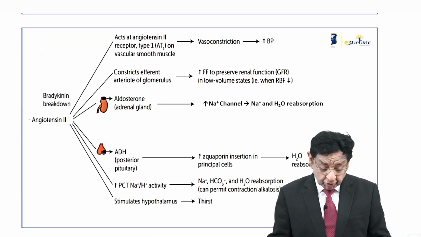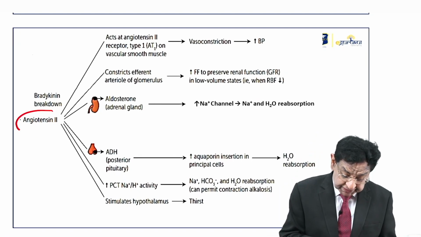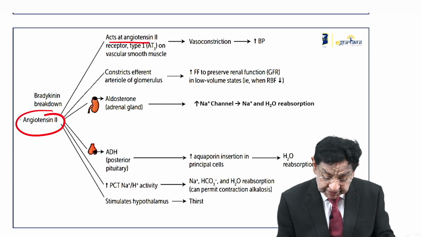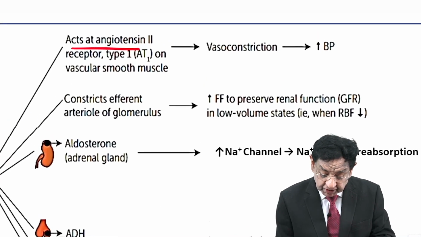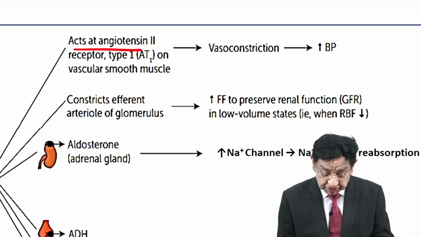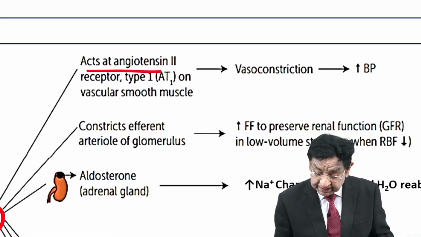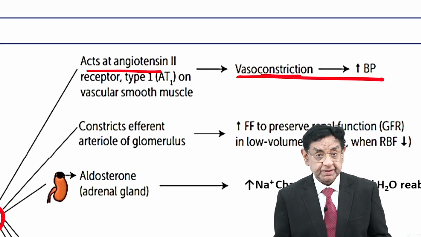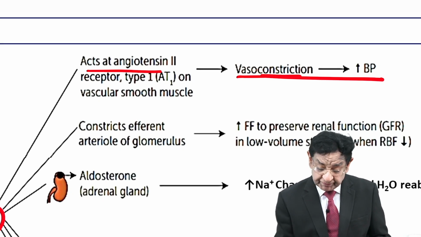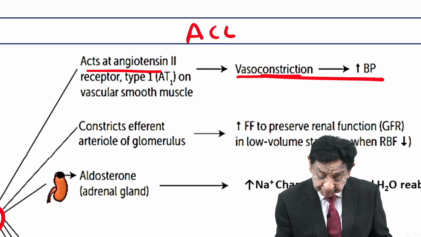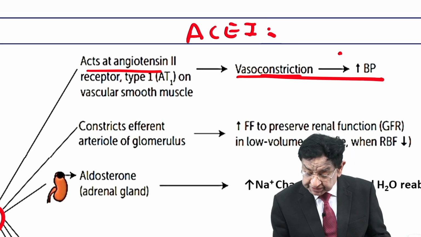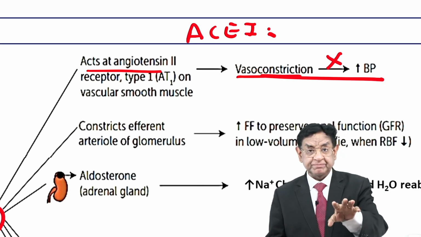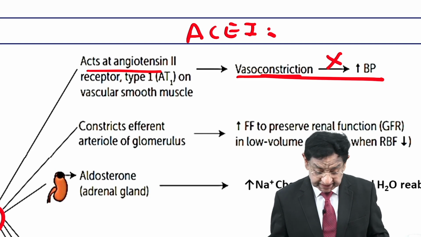So now we have angiotensin 2. It acts on the angiotensin 2 receptor on the vascular smooth muscle, and that leads to vasoconstriction, and that leads to increased BP. Okay. And when we use ACEI, they reverse this action and they lead to vasodilatation, BP falls. This is the basic mechanism of action of ACEI.